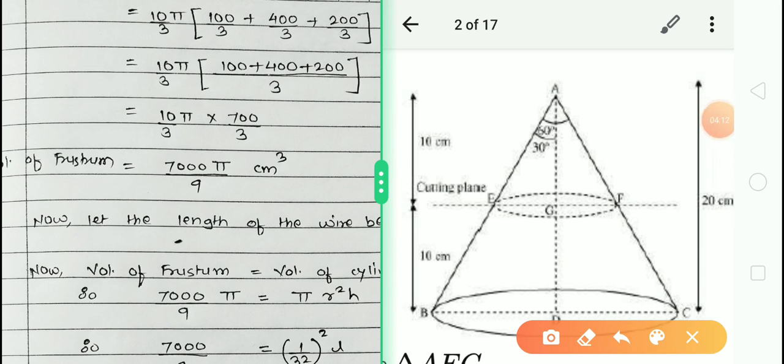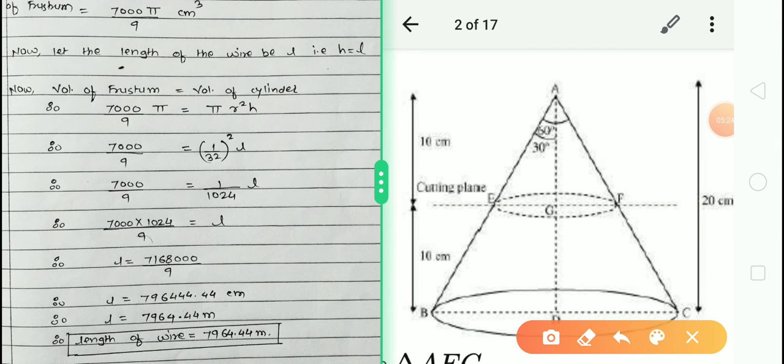So in the next step we will get 10 pi upon 3 into, in bracket, 100 upon 3 plus 400 upon 3 plus 200 upon 3, brackets close. In bracket denominators are same, therefore we can take common denominator and write 10 pi upon 3 into 100 plus 400 plus 200 upon 3. So we'll get 10 pi upon 3 into 700 upon 3. So we can multiply 10 and 700. So we'll get 7000 pi and in denominator 3 into 3, 9. So volume of frustum is 7000 pi upon 9 centimeter cube. Okay, keep this value as it is.